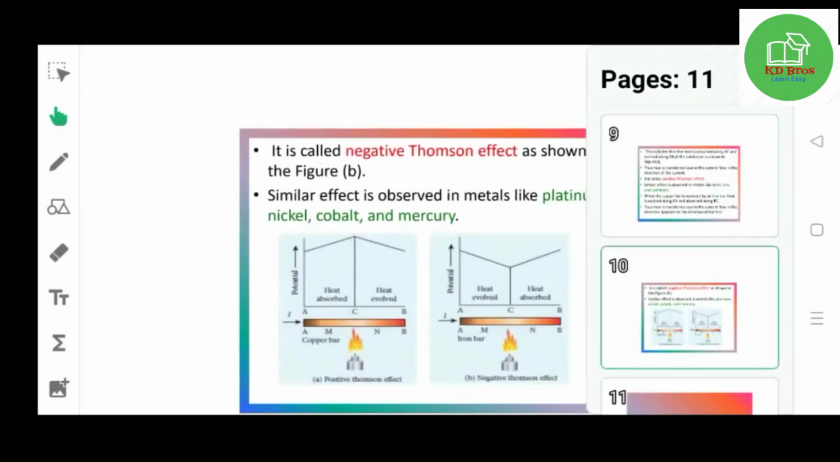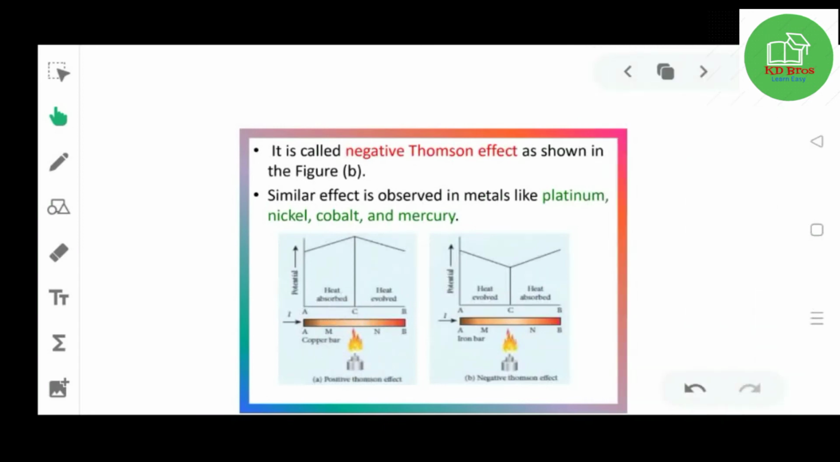Okay, so now you can see the diagram. This is the first diagram, which explains the positive Thomson effect, and the second diagram explains the negative Thomson effect. So first we are going to see the positive Thomson effect, and we have considered a copper bar. The ends are denoted A and B, and C is the midpoint of the copper bar, and at the midpoint we are applying the heat energy, and due to this heat energy, point C will attain the maximum potential. Okay, now the current will be passed from A to B.